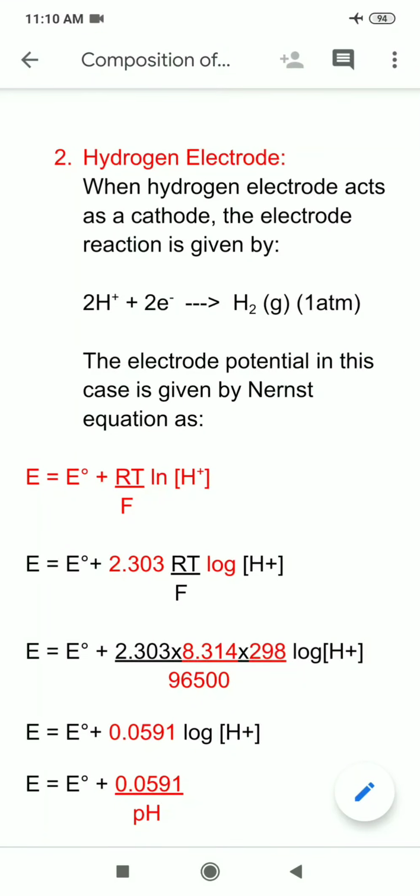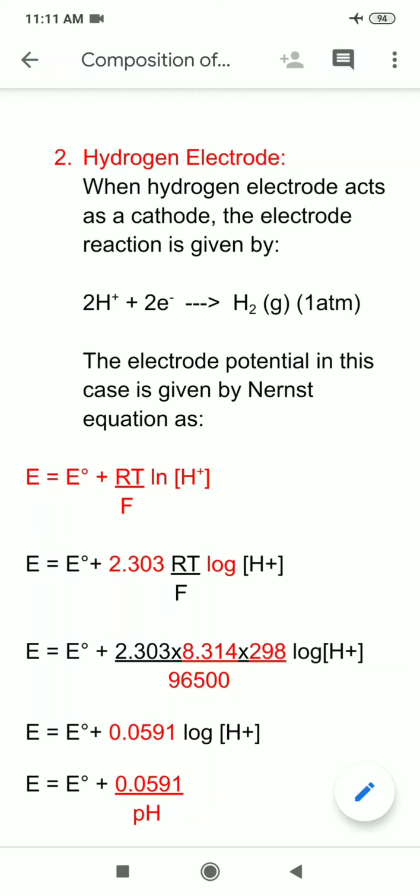So students, today we will study determination of pH of a solution using hydrogen electrode and quinhydron electrode. In the previous lecture we had studied the determination of pH of a solution using glass electrode. So I am starting with determination of pH using hydrogen electrode.